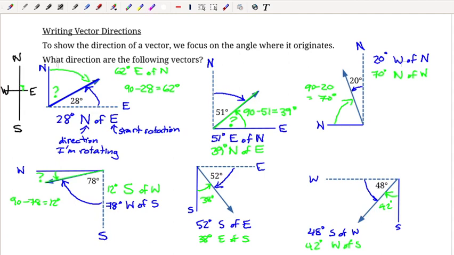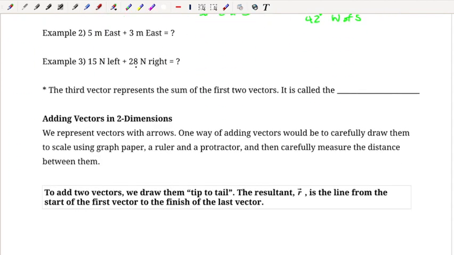They should add to 90 degrees. So if I started at north and rotated, I would rotate through a different angle, in this case 62 degrees, and I would change how I name that, so 62 degrees east of north, because I started at north and rotated towards the east. So, quick recap. How am I going to add 5 meters east and 3 meters east?